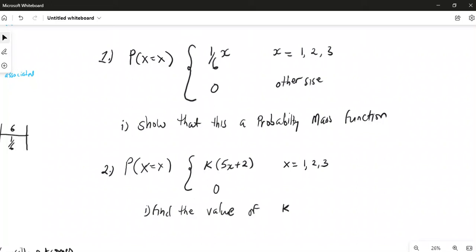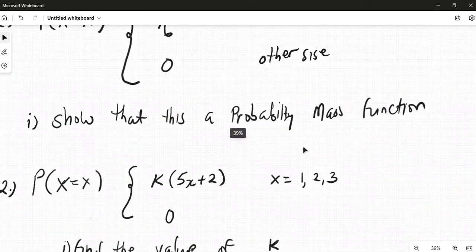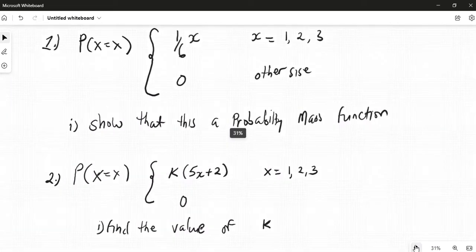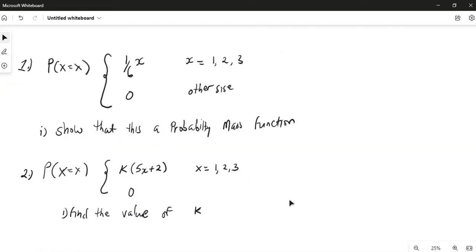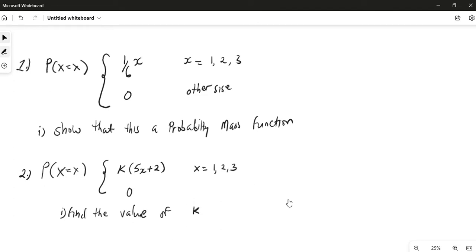All right, so we have two examples here. We've got the probability mass function, 1 over 6x, the value for the random variable where x equals 1, 2, or 3. Show that this is a probability mass function. So we start with number one. The way we show that it's a probability mass function.